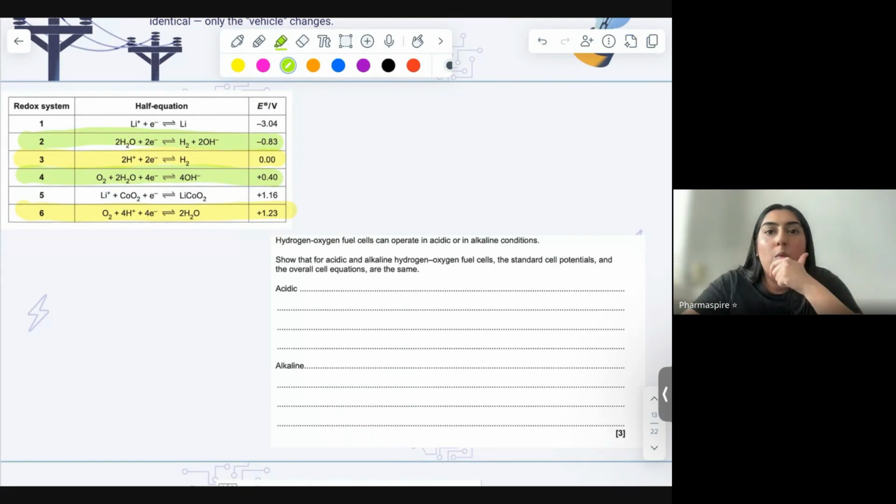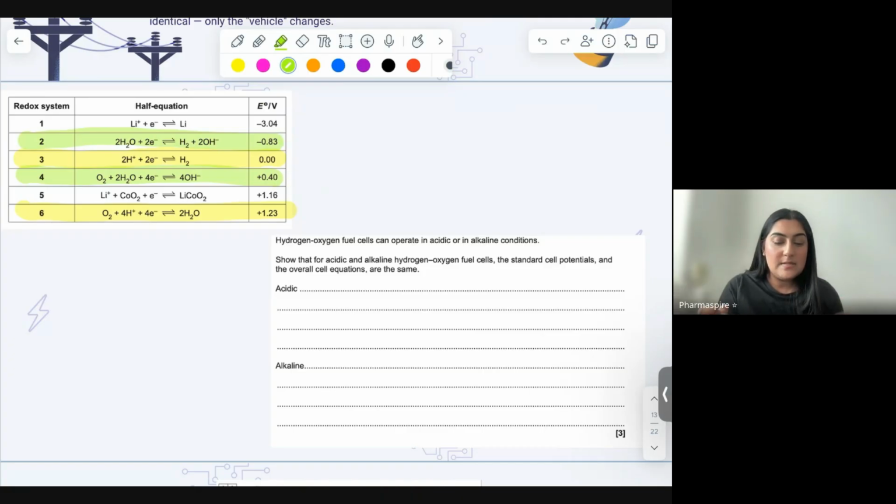Now, they have basically said to us, we need to use standard cell potentials. So let's work that out for each of them. And then also demonstrate that the overall cell equations are the same. So do you see how we can generate overall equations, match them if they're the same, and then also create standard cell potentials, and that's your 3 marks. Everyone understand that? Yeah?